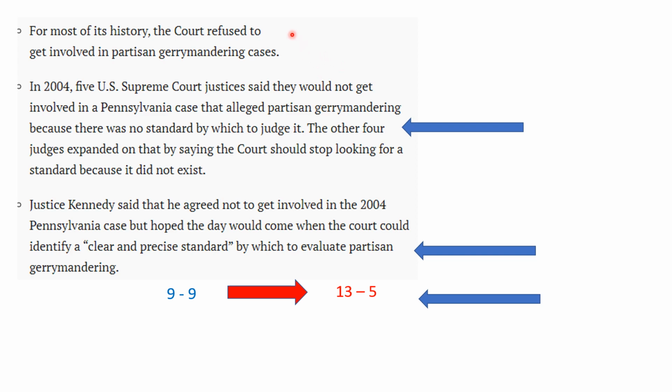For the most part, courts have refused to get involved, but they have observed that there is no standard by which to judge it, and some say the standard could not exist. Another judge said he wished a clear and precise standard could exist. The case they were thinking about here in Pennsylvania involved a swing from a 9-9 tie to a 13-5 Republican advantage.